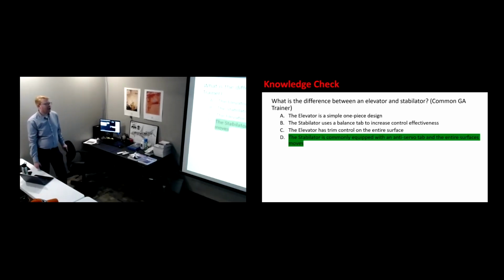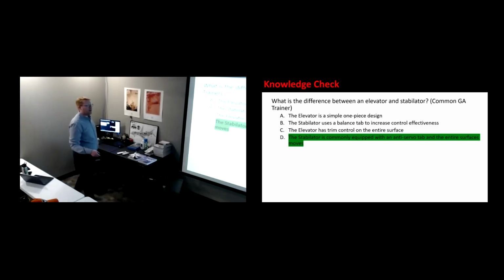D. Bingo. The stabilator is the one equipped with the anti-servo tab. The stabilator is the one where the entire piece of the horizontal stabilizer moves, and it's called a stabilator. Whereas the elevator has that trim piece on the back that's visible.